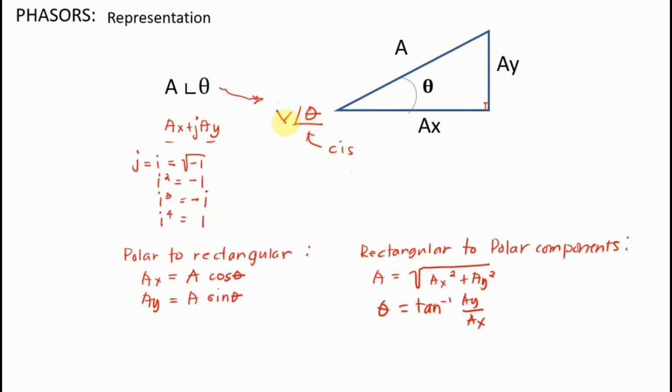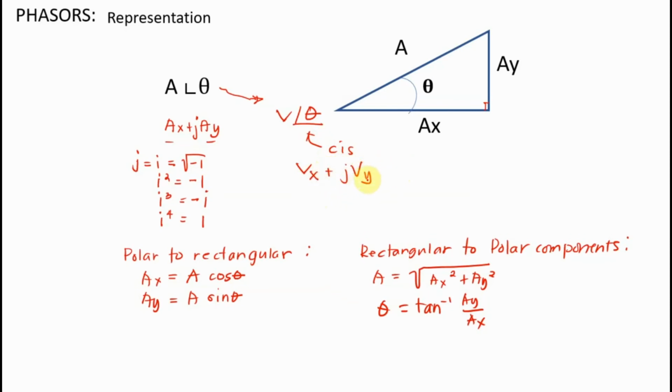It means that this V is multiplied by the cosine of theta plus I times V times sine of theta. Let's distribute V to cosine theta and V to sine theta. That's why we call this V cis of theta. So this is the phasor representation. And if you are going to get the rectangular form for that, this is just represented as V sub X plus J V sub Y.